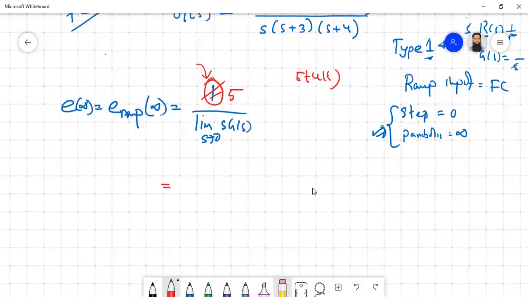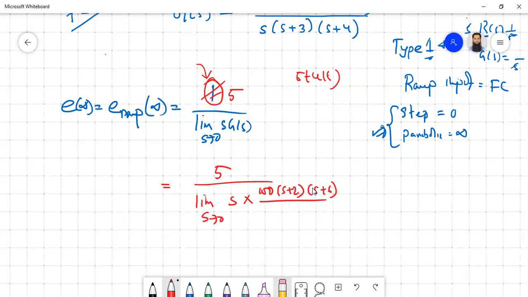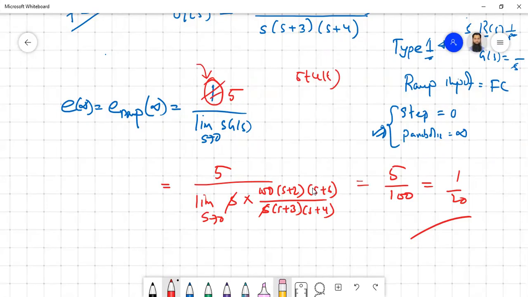So what we are going to get is 5 by limit s tends to 0 s g of s, that is s into 100 into s plus 2, s plus 6 divided by s into s plus 3, s plus 4. Basically s is getting cancelled out, then this 12 is getting cancelled out, so 100 is remaining. So 5 by 100 is your result. So 1 by 20 is your steady state error. This is your final value of the steady state error for the ramp. And for the other two, step and parabolic, we already know the values. For the step, it will be 0, and for the parabolic, it will be infinity.